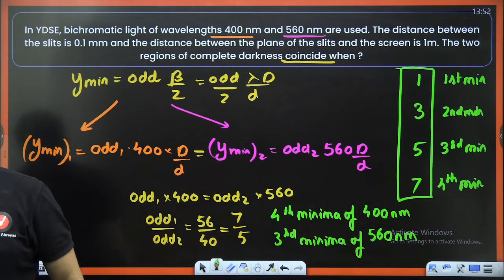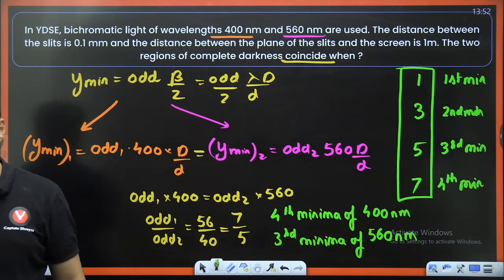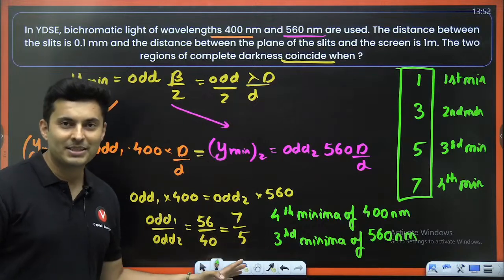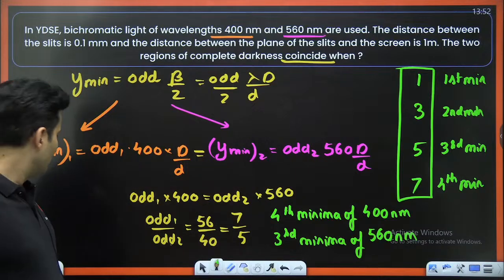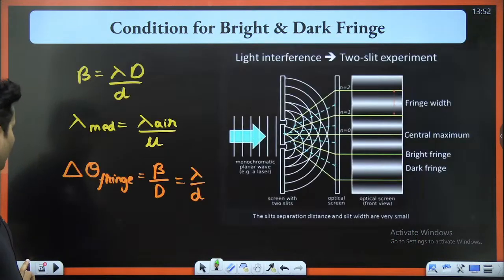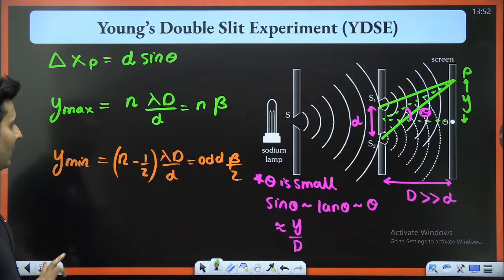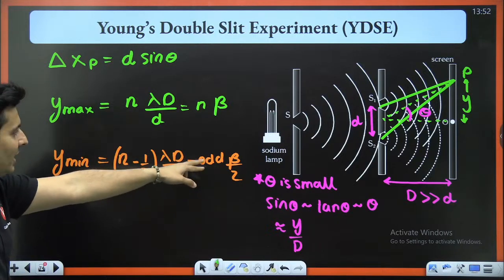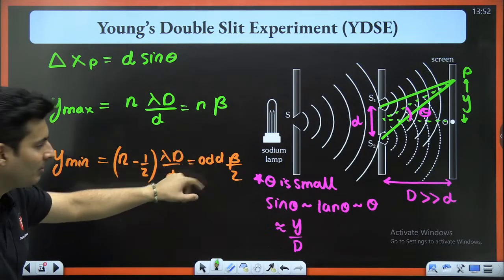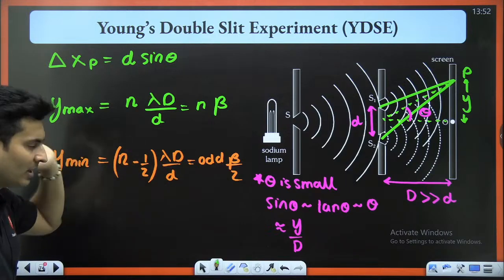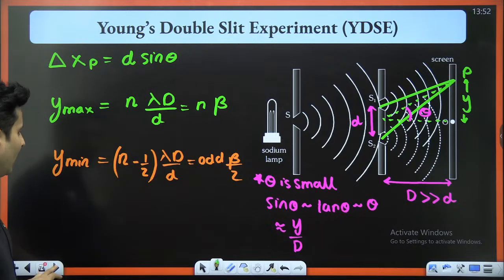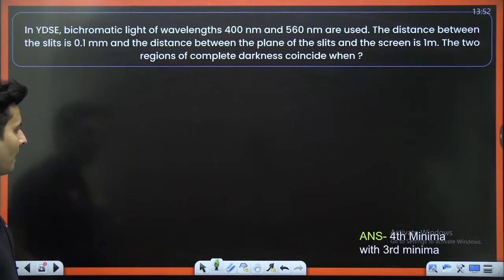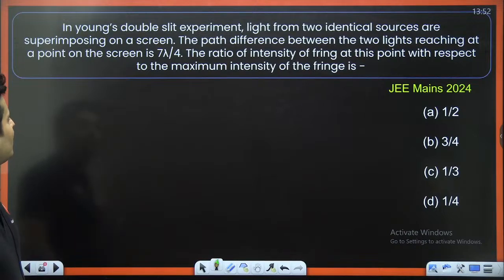Got it? Many students make a small mistake in figuring out which minima it is. If you make that mistake, then this is the problem for you. You should know how the numbering scheme goes. So when I gave you this particular formula, that is the reason why I told you odd number is a better way of remembering it rather than remembering n minus 1 by 2. Sometimes you forget whether it is n plus half, n minus half. It might be a little bit confusing. That is why. Okay, this is another question.